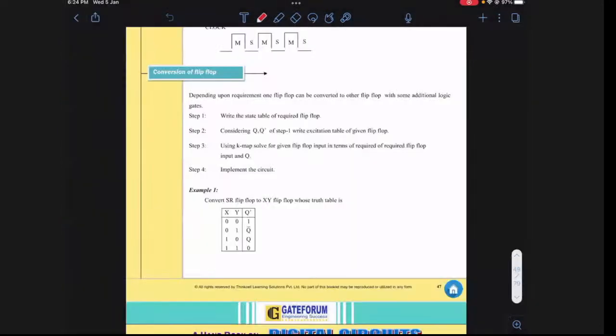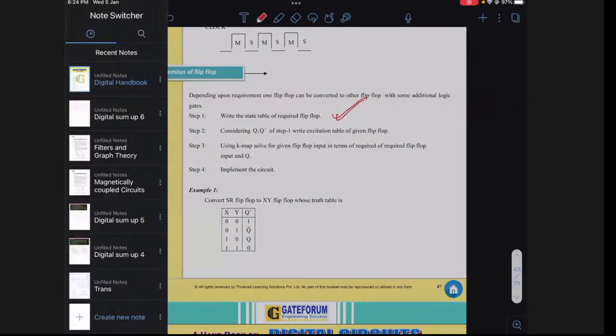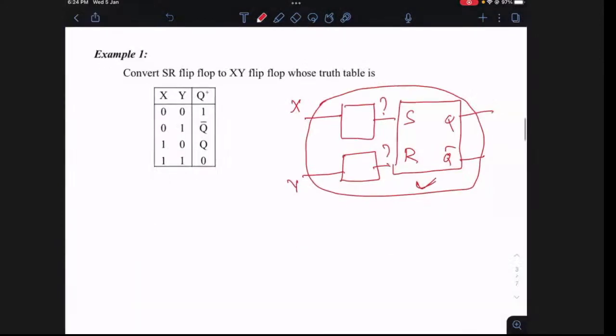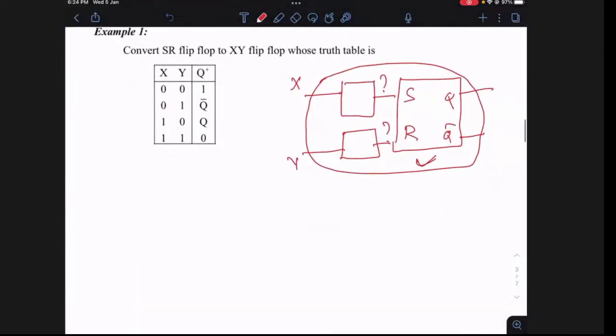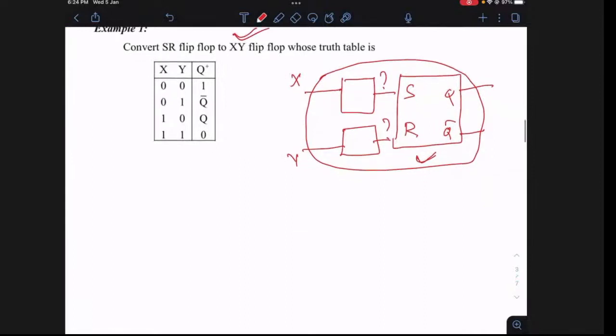So here, the first step is to write the state table of the required flip-flop, isn't it? So what is the required flip-flop here in this case? The required flip-flop in this case is XY flip-flop. So you have to write the state table of this XY flip-flop.